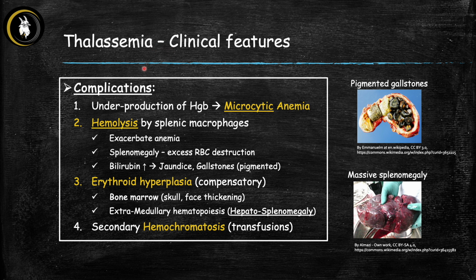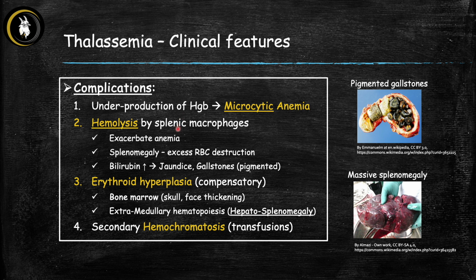Okay, so now let's talk about the clinical features that are high yield associated with thalassemia, and there are 4 major categories of complications here to keep in mind. So number 1, we have decreased globin chain, either alpha or beta, which is going to cause underproduction of hemoglobin, which is going to lead to microcytic anemia. This is going to be the key tip-off. Number 2, because of the abnormal globin chain tetramers that can form, these can cause hemolysis of the red blood cells as they filter through the spleen, and this is going to cause 3 separate issues.